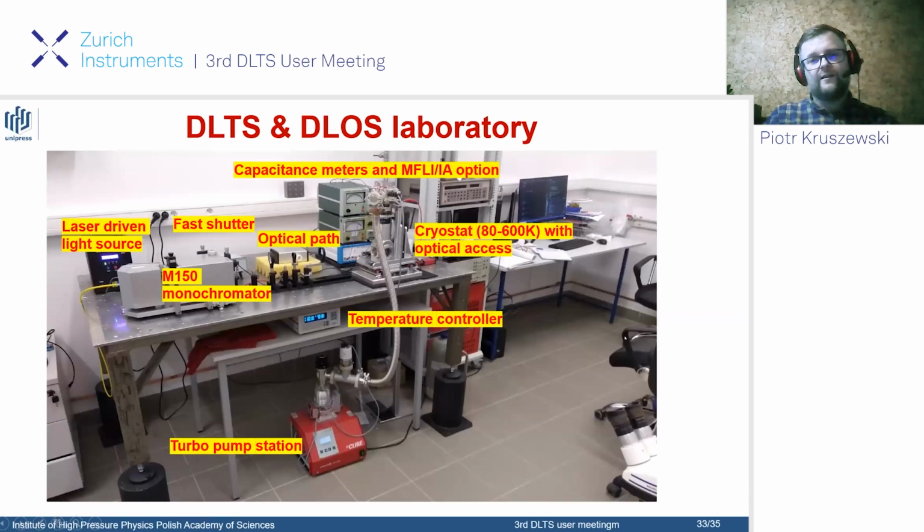And the final slide is shown here, just to present you our laboratory. So we have the system for deep level optical spectroscopy over here. So we have a light source, monochromator. Here are some shutters, lenses, and so on. Cryostat with optical access. We have Boonton capacitance meters. We have also a lock-in amplifier with an impedance analyzer from Zurich, which we use, and of course a turbo pump station and so on.